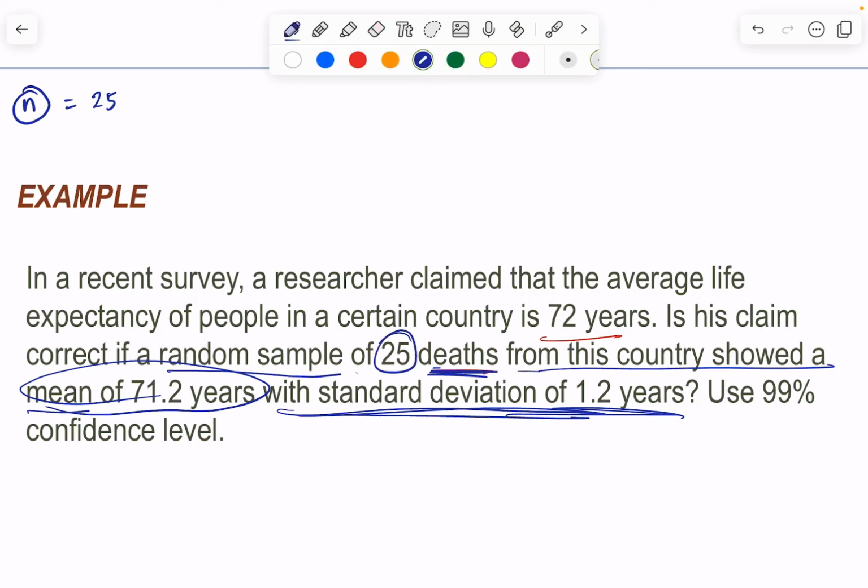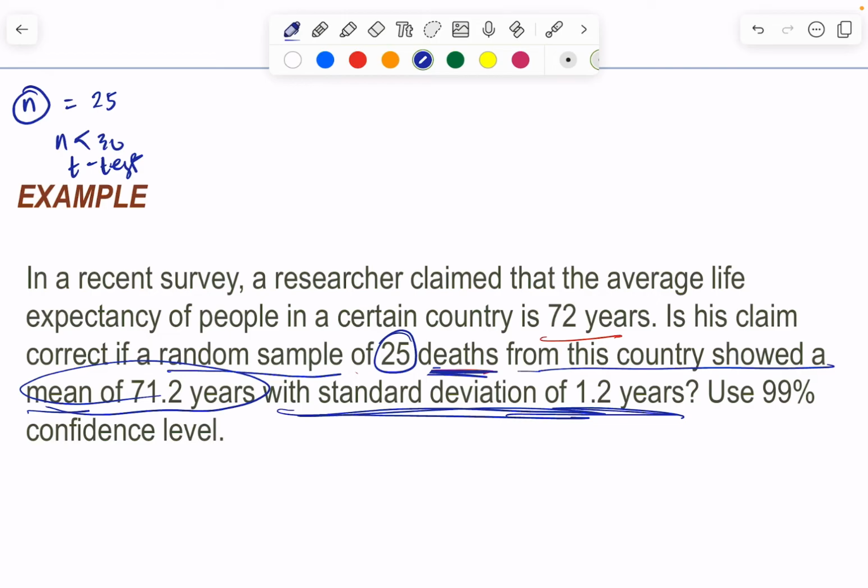Now, kaya ang atuang n is 25. Unsa may gamiton ani? Z-test or t-test? Okay, our n is less than 30. So, ang atuang gamiton is t-test. Okay, that's right. T-test ang atuang gamiton.